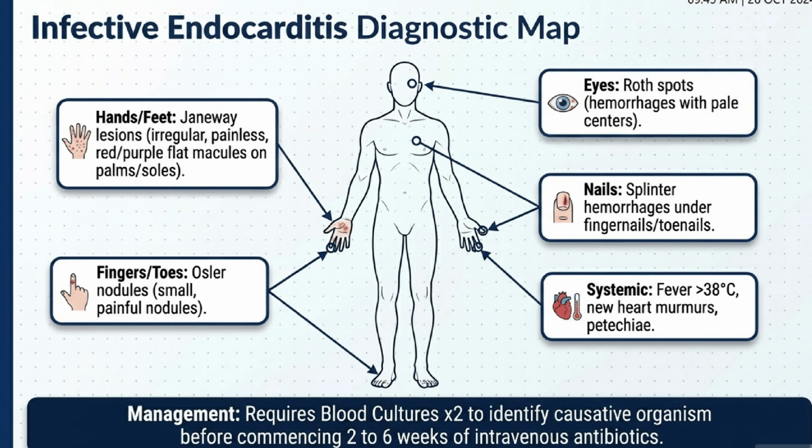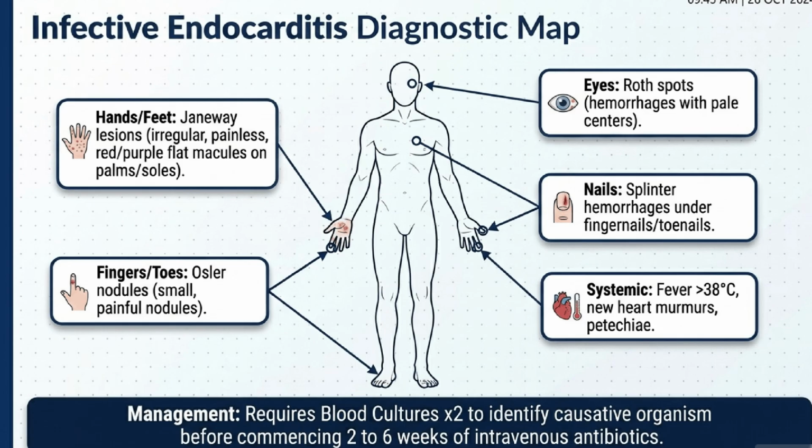When a valve is already damaged from rheumatic fever, that smooth surface is gone. It's so much easier for any bacteria in the bloodstream to latch onto those rough edges. And they start to multiply and form clusters called vegetations. Yes. The sources mention these vegetations are made of bacteria, platelets, and fibrin. What exactly is fibrin doing in there?